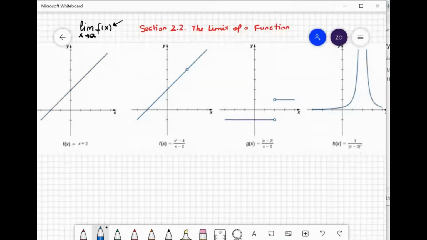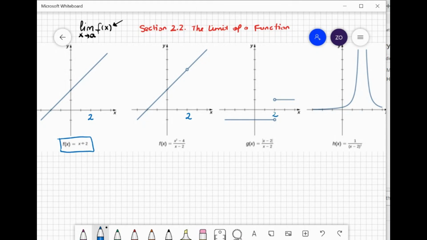So let's look at the first picture. Here, it may be difficult to read. This is f of x equals x plus 2. So this is the graph of the line y equals x plus 2. And we are interested in the values at 2. So when x equals 2, we are interested in the function values and the limits.